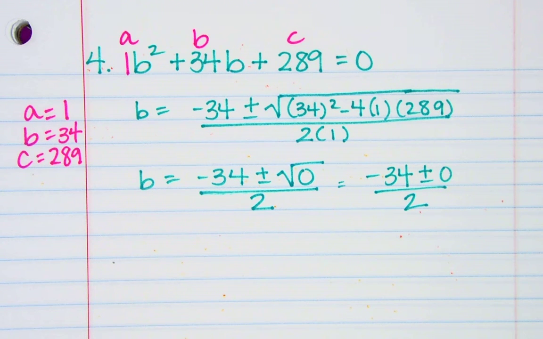Should get 0 underneath the square root, right? What's the square root of 0? 0, right? Okay, so then do negative 34 plus 0 divided by 2. Negative 34 minus 0 divided by 2. All right, good. That's right.